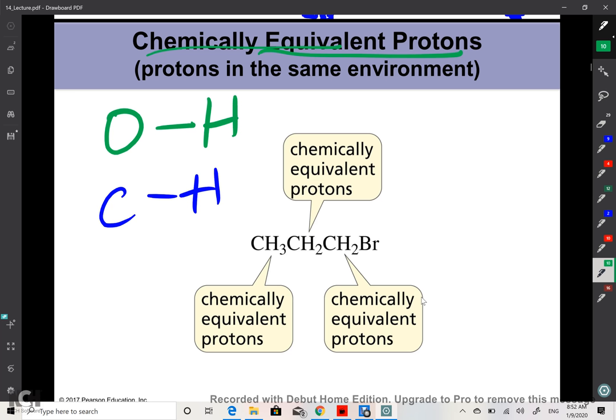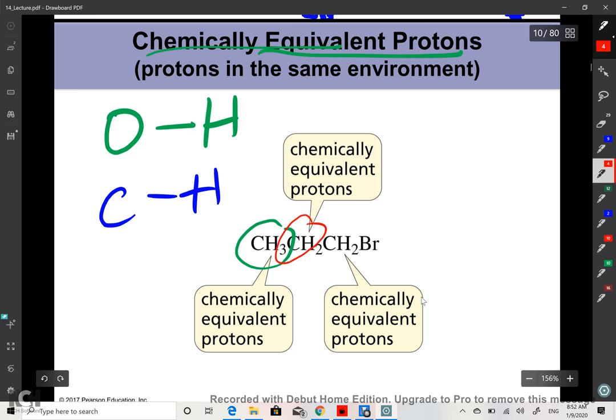bromopropane over here. The type of protons that we have here, we have three different types of protons in bromopropane. We have this set of protons, this set of protons, and that set of protons. So with bromopropane, our NMR spectrum will show us three signals, indicating that we have three different types of protons. It means we have three chemically non-equivalent protons. Does that make sense? Three sets of protons.